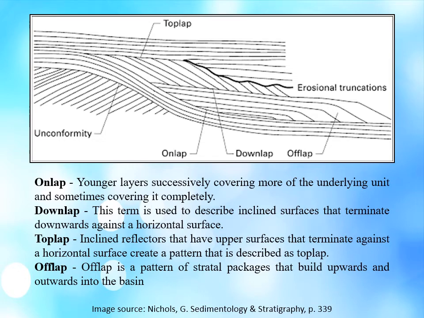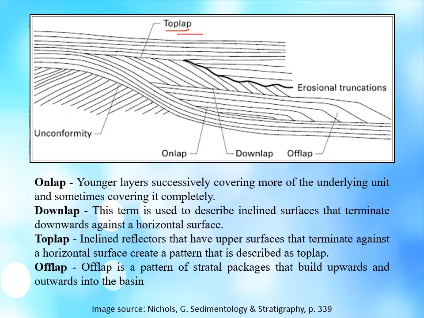Now there are some terminologies depending on the depositions formed due to aggradation, progradation, retrogradation, and forced regression. Four terminologies are mainly there: onlap, downlap, toplap, and offlap. Basically these terminologies came from subsurface stratigraphy, that is, seismic stratigraphic study, but nowadays they are also used in sequence stratigraphic studies. So what is onlap? Onlap is when younger layers successively cover more of the underlying unit.